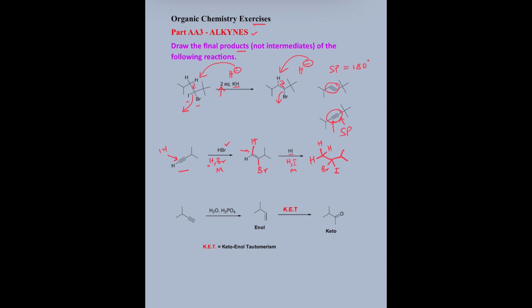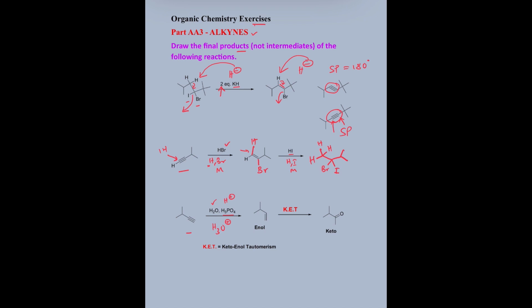The last question, reaction of an alkyne with water in the presence of an acid, H3PO4, phosphoric acid. That means it has H+. You can use other acids instead of that. You can use HBr, HCl, HI. Or you could just use H3O+. That's basically water with an acid, or water with a proton.